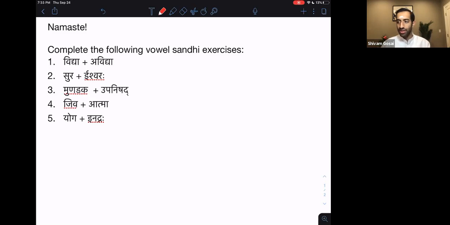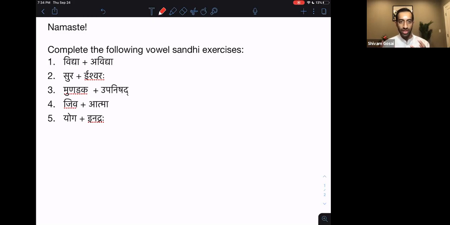So the first one, we have vidya and avidya. So we have a next to a. Then it's savarna dirgha sandhi, right? So vidya, vidya, vidya. Sura plus ishvaraha. We have a plus e. So when you have a short a and you have e or u or r, l, you get guna sandhi. So sureshvaraha.